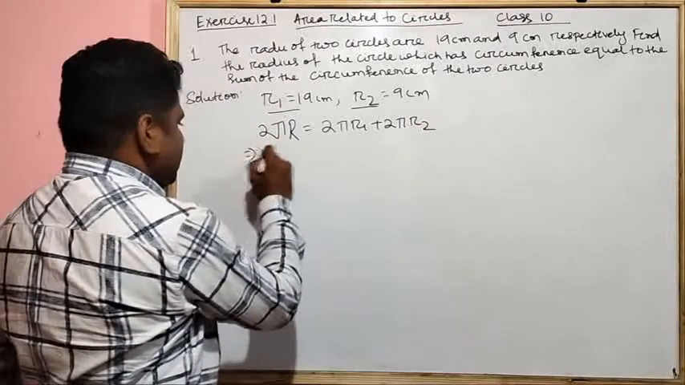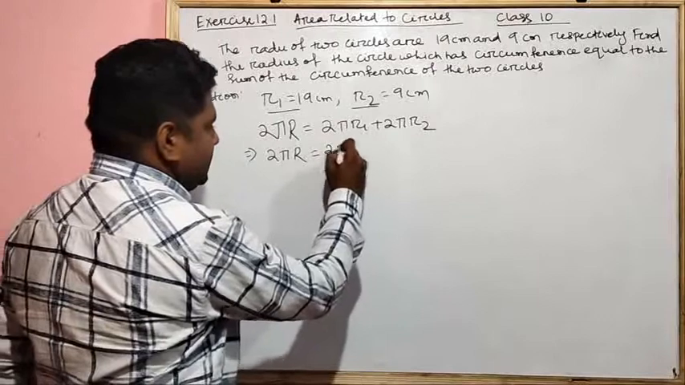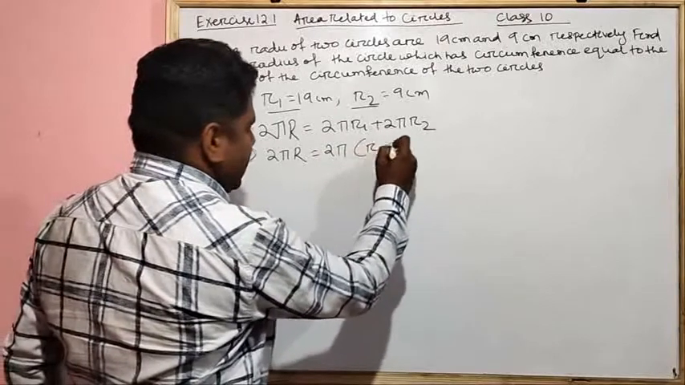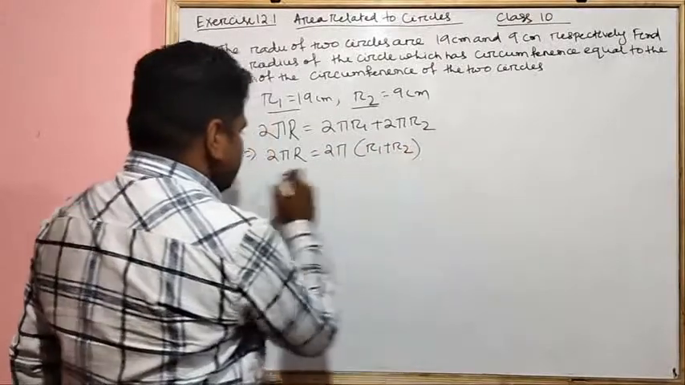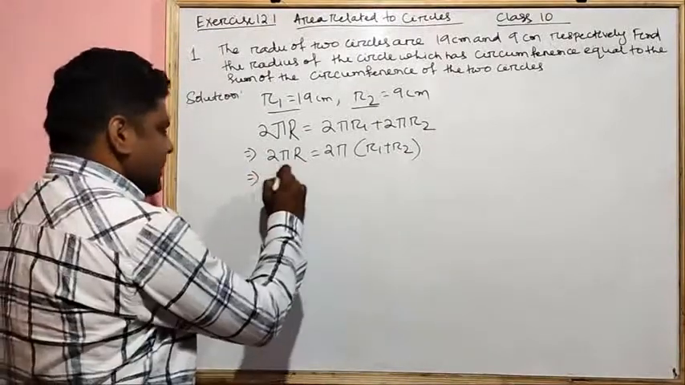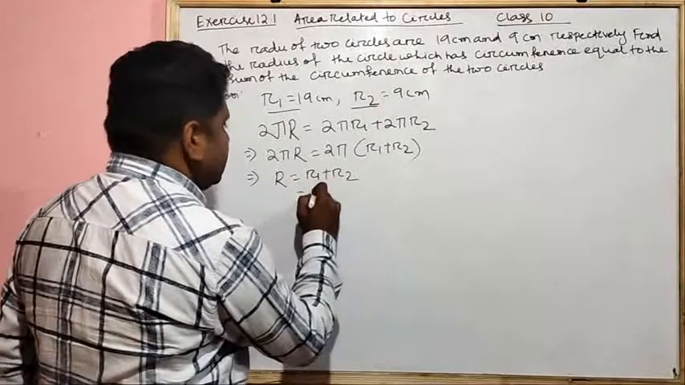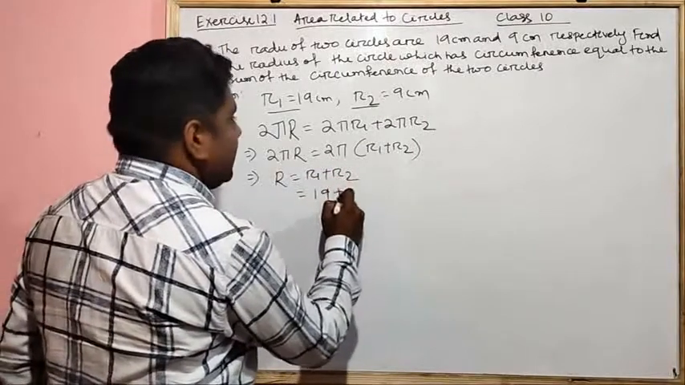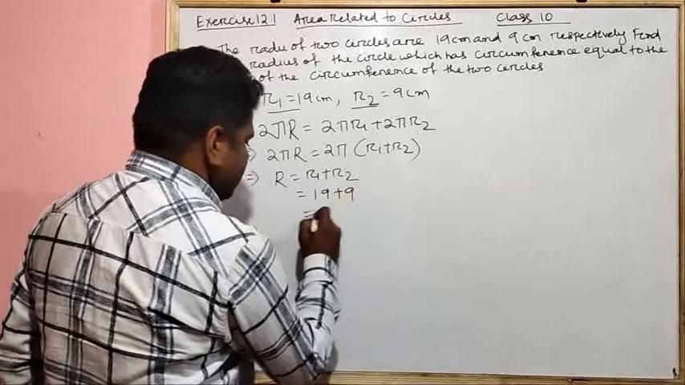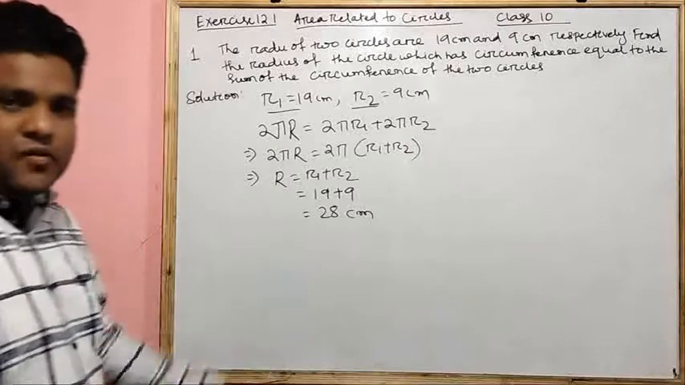This implies that 2 pi R equal to, taking 2 pi as the common factor, the remaining part is R1 plus R2. So 2 pi can be cancelled from both sides, so the remaining is R equal to R1 plus R2. R1 is 19 cm and R2 is 9 cm. 19 plus 9 is 28 cm. We got the answer for number 1.